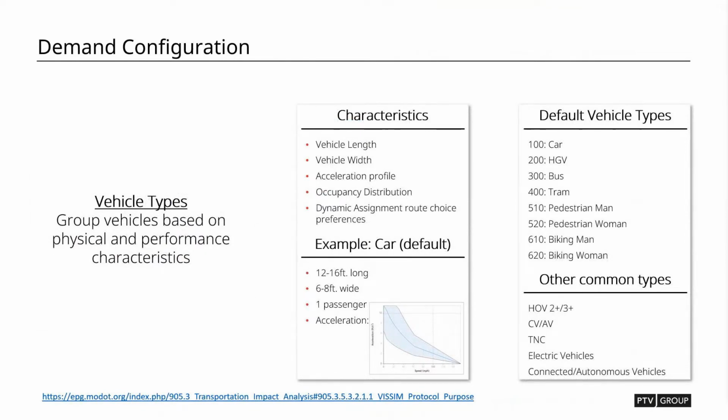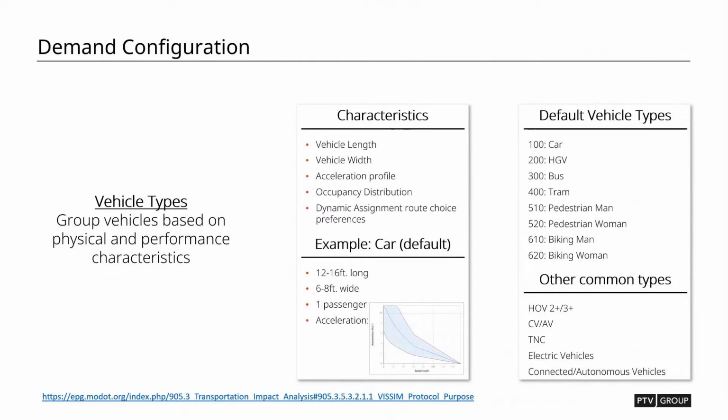To get some definitions out of the way, the first thing I want to talk about is that in Vissim, we have a differentiation between vehicle classes and vehicle types. This can confuse some people that are newer to Vissim, so I want to get those definitions out. The first thing we're going to talk about are called vehicle types. These are different groups of vehicles that are grouped together based on physical and performance characteristics.